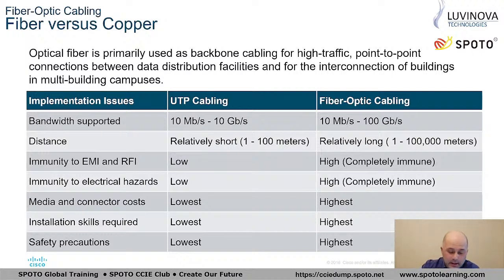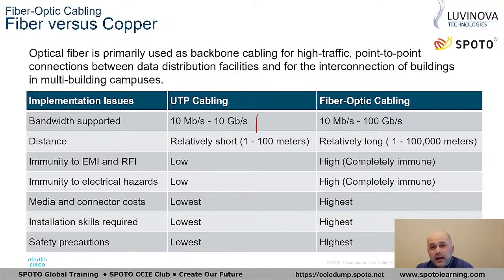Bandwidth. UTP cabling supports 10 megabits to 10 gigabits. Fiber optic, 10 megabits to 100 gigabits. You see, it's 10 times more than UTP. Distance. LAN is formed by UTP because the distance inside the building, inside the room, inside the floor, is limited, it's not too long. So relatively short, from 1 to 100 meters. Compared with fiber optic, it's up to 100,000 meters, guys, 100,000 meters.